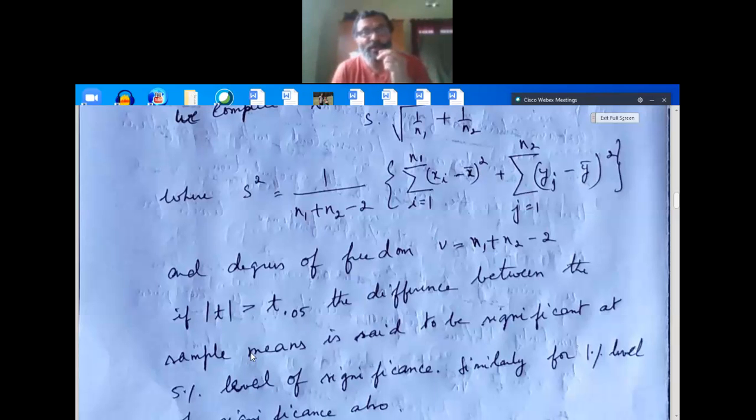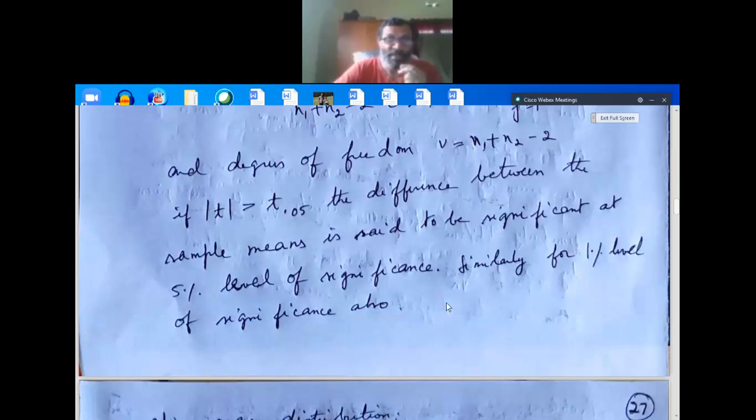If that absolute value of t is greater than t of 0.05, the difference between the sample means is said to be significant at 5% level of significance. Similarly, if mod t is greater than t of 0.01, then we can say the same thing: the difference between sample means is significant at 1% level of significance.